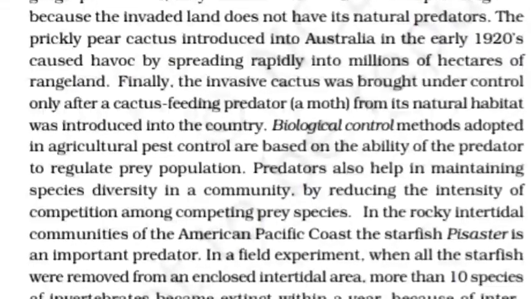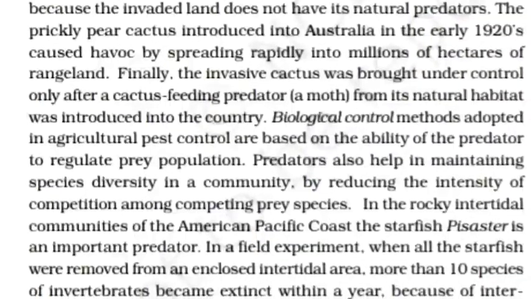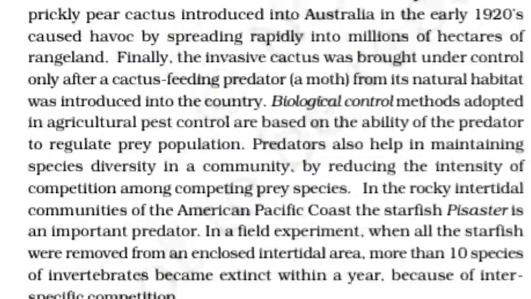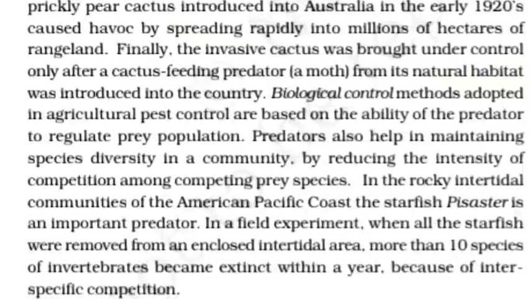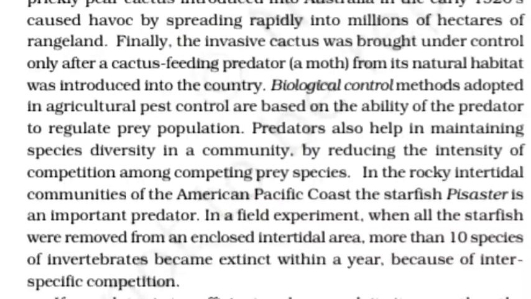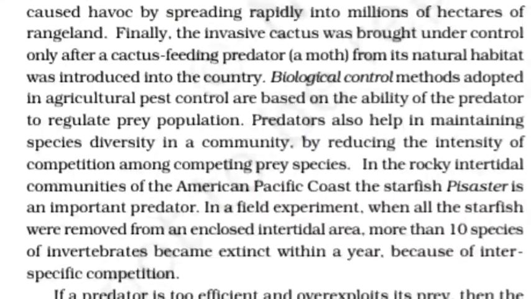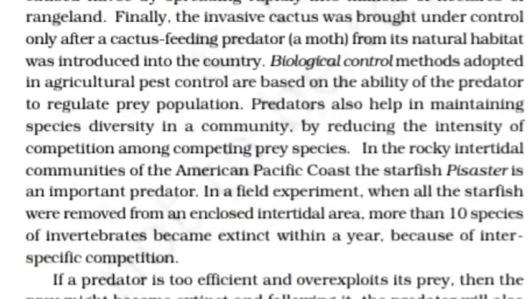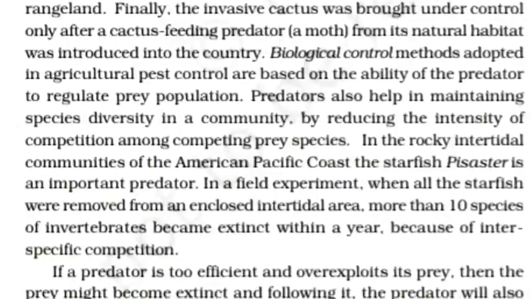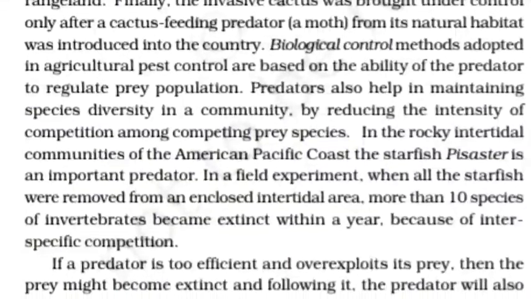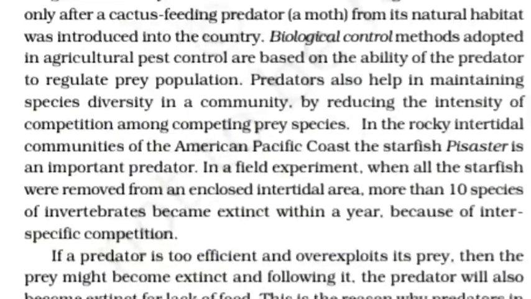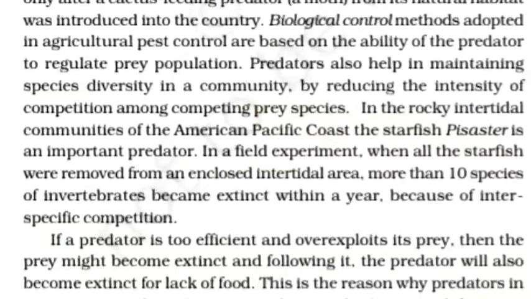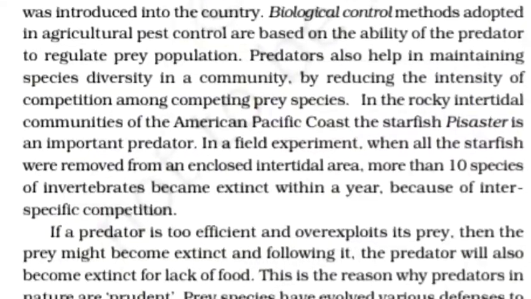Predators also help in maintaining species diversity in a community by reducing the intensity of competition among competing prey species. In a rocky intertidal community of the American Pacific coast, the starfish Pisaster is an important predator. In a field experiment, when all the starfish were removed from an enclosed intertidal area, more than 10 species of invertebrates became extinct within a year because of interspecific competition.